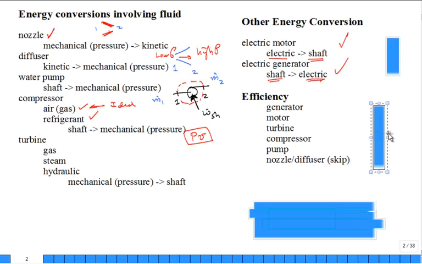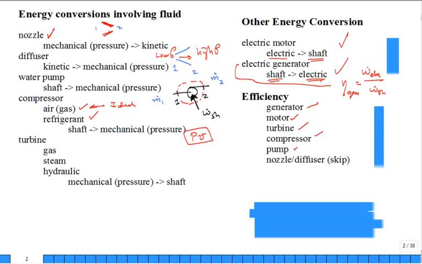But what is the efficiency of the generator? Generator efficiency, that would be the electric generator, this one right here. It's the efficiency of the generator is what you desire: W dot electric out divided by W dot shaft provided, the power of the shaft provided. And then for an electric motor, just the reciprocal. Turbines, compressors, pumps, and we're going to skip the nozzle and diffuser efficiency, but these other ones you should be familiar with and how to calculate them.